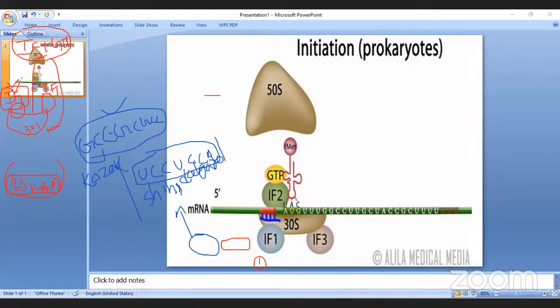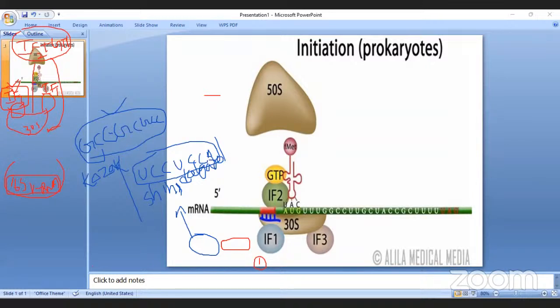Sir, if you don't mind, can you please repeat it again? What is Shine-Dalgarno? I didn't understand, sir. Shine-Dalgarno is the first recognition site. Actually, the 30S ribosome first attaches to the mRNA, right? But where exactly does it attach? How can it recognize the AUG sequence first? First it identifies the Shine-Dalgarno sequence, and just beside the Shine-Dalgarno sequence, the AUG codon is present.